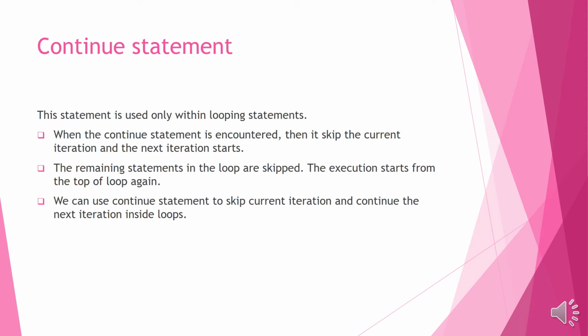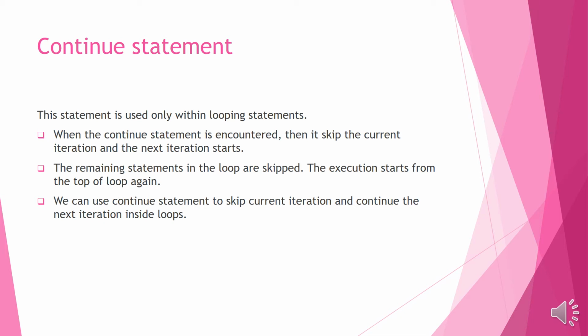And then the second jump statement is continue. Continue is used in certain criteria, and usually it is used inside looping statements. When the continue statement is encountered, it will skip the current iteration and the next iteration will start. Whenever the compiler encounters the continue statement, only that current iteration will be skipped and the next one will start. The remaining statements in the loop are skipped. The execution starts from the top of the loop again.